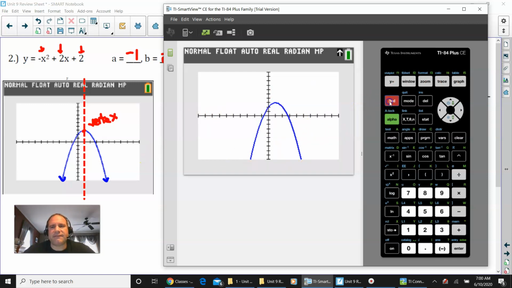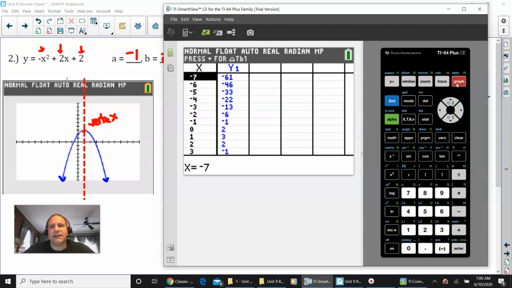Remember, press second function and table and graph to get some of the coordinates down. And I would start with -2, -6, graphing it until it can't fit. So on the other side, 4, -6 is the last point that you could possibly graph on that calculator.